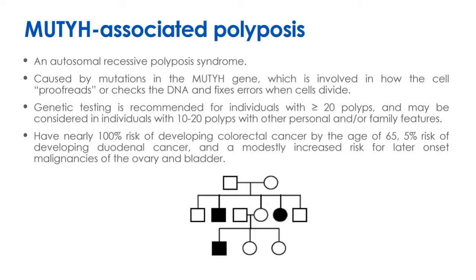And genetic testing is recommended for individuals with more than 20 polyps and may be considered in individuals with 10 to 20 polyps with other personal and/or family features. People with this syndrome have nearly 100% risk of developing colorectal cancer by the age of 50, and a 5% risk of developing duodenal cancer, and a modestly increased risk for later onset malignancies of the ovary and the bladder.